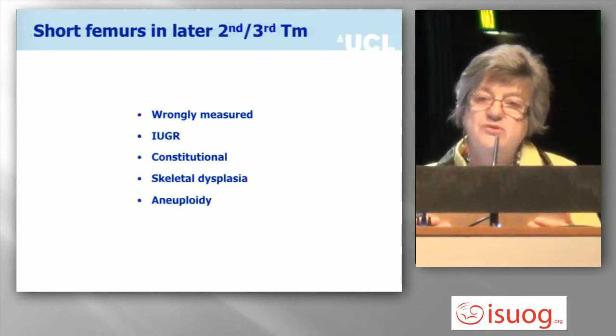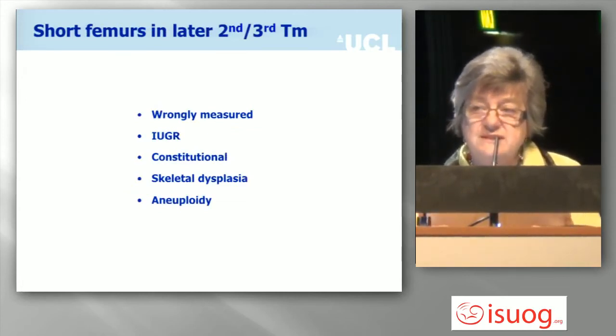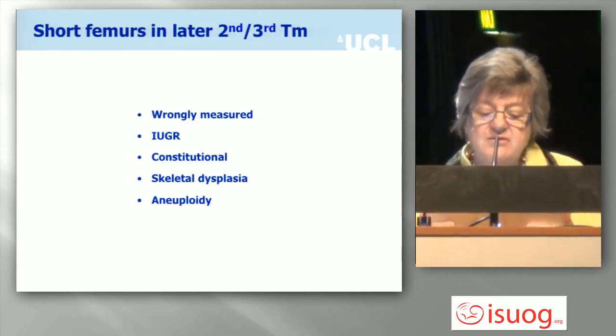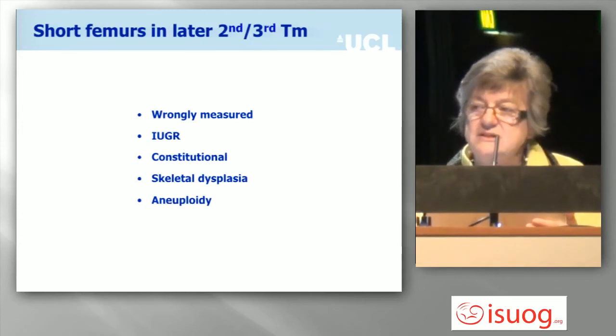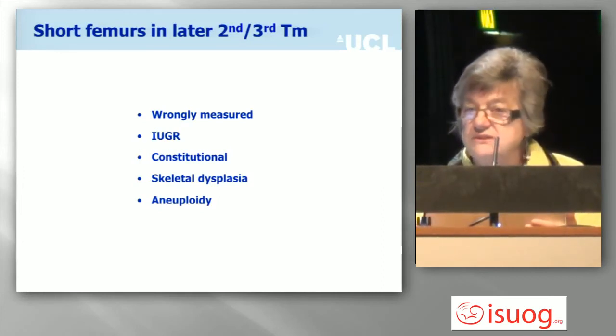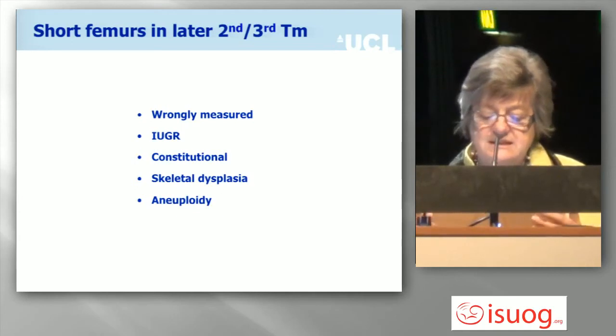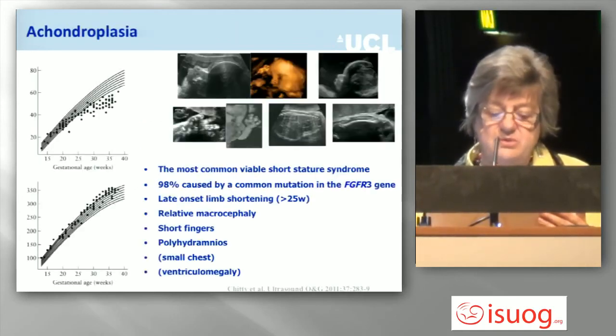So if we move on from the second trimester to the third trimester and think about the presentation of short limbs in the third trimester, again, it's very similar to earlier in pregnancy. Have their bones been measured properly? Has the pregnancy been dated correctly? Is there IUGR present? What's the height? What's the stature of the parents? Think about skeletal dysplasias, and also think about aneuploidy.